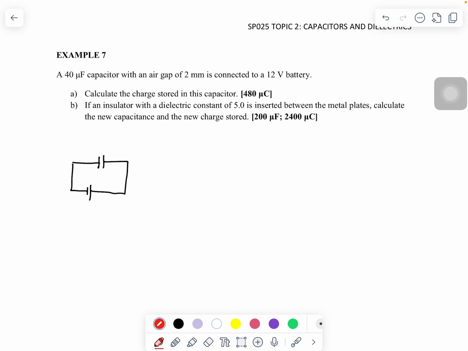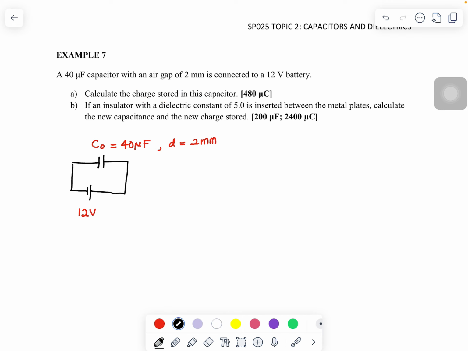So capacitance here is, new capacitance, initial capacitance 40 micro. The voltage is 12 volt, given that the distance between the gap is 2 mm. Okay, first calculate the charge stored in this capacitor.